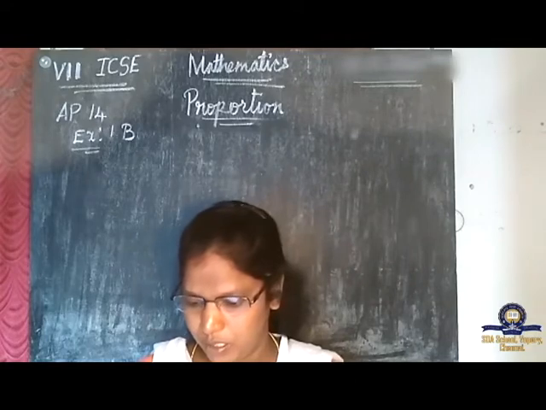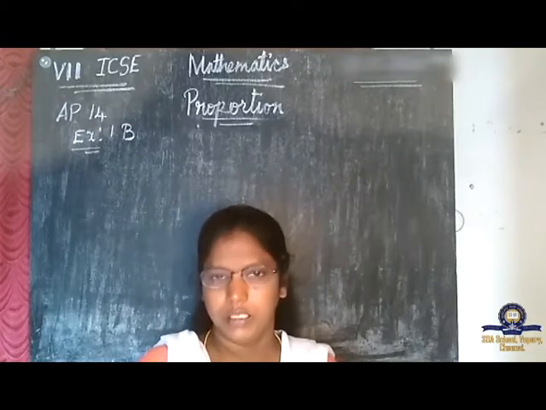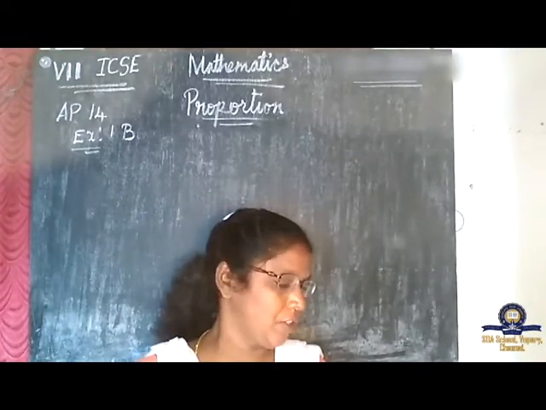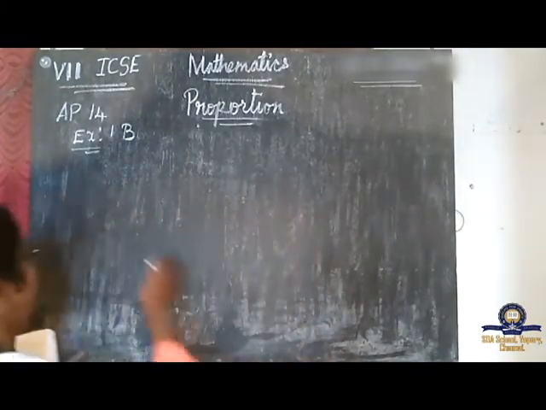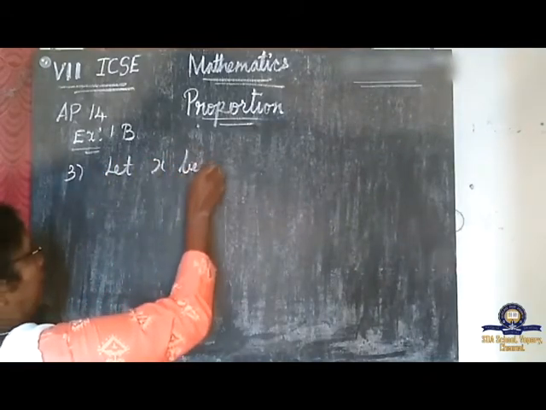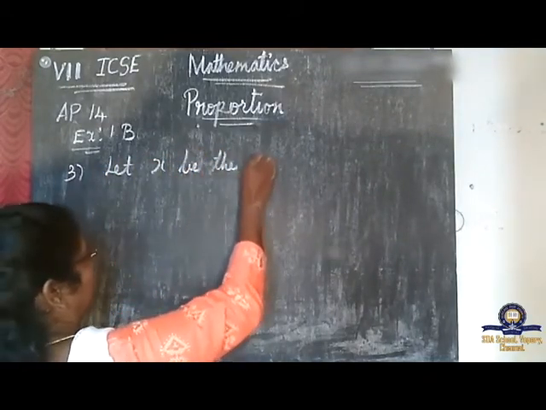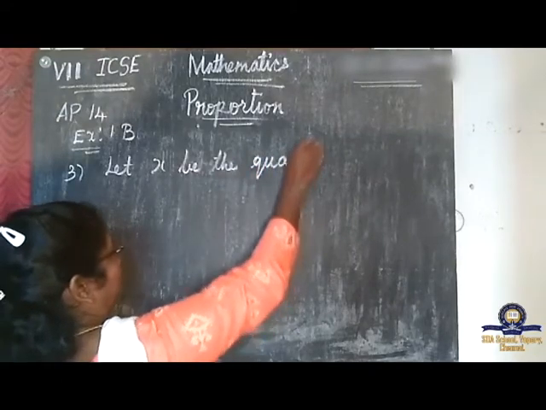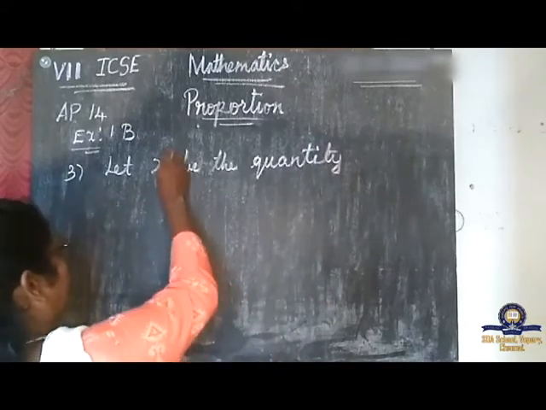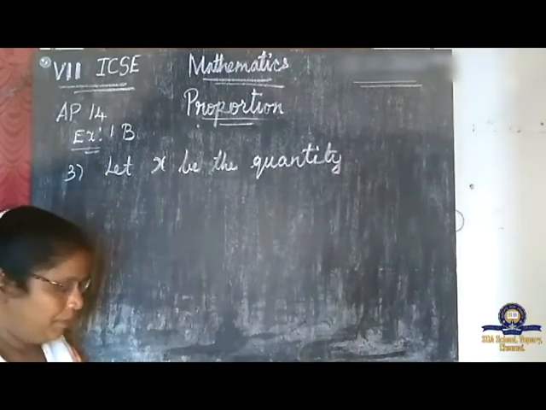That means what? A quantity bears to which 40 minutes bears the same ratio. What are they coming to say? Some quantity bears to 40. We don't know that quantity. They are asking us to find out the quantity. Here also let x be the quantity. We don't know, so we are taking it as x. Okay. So let x be the quantity.